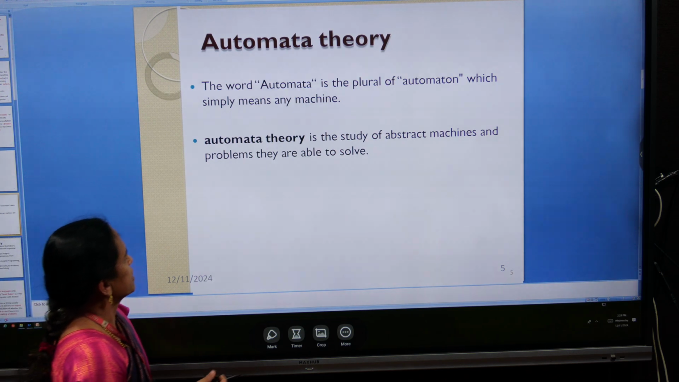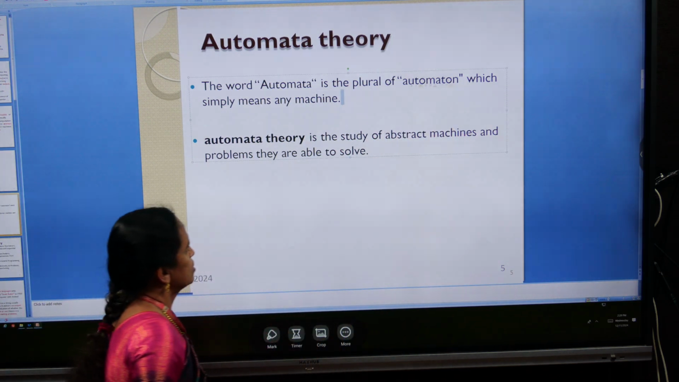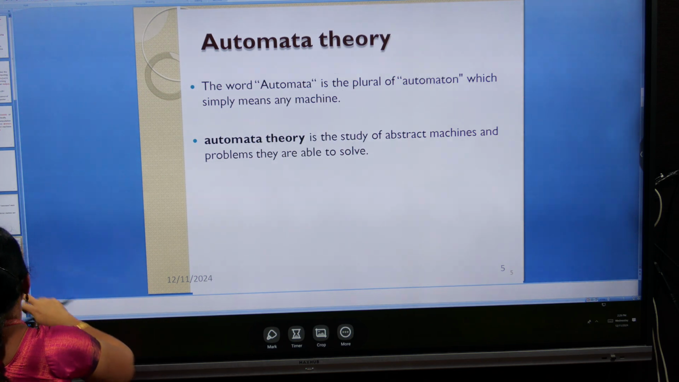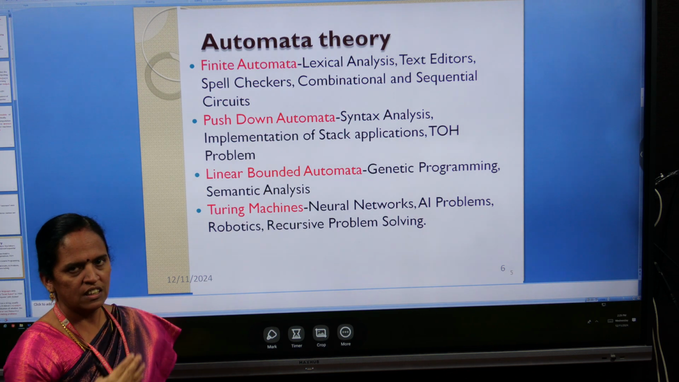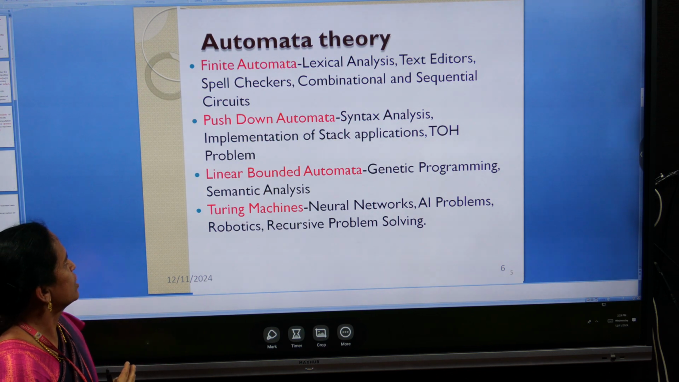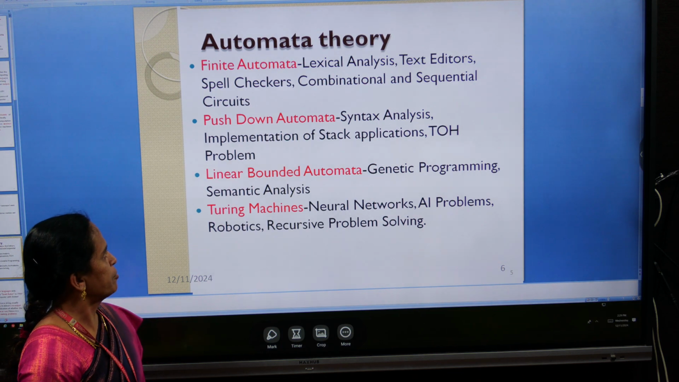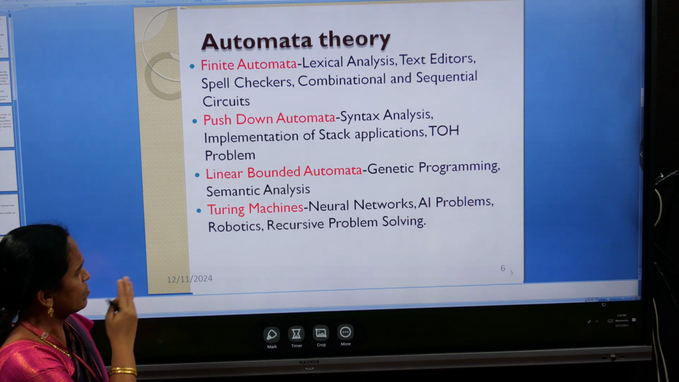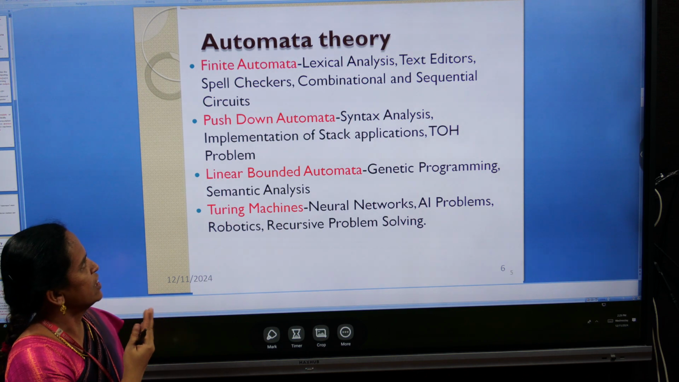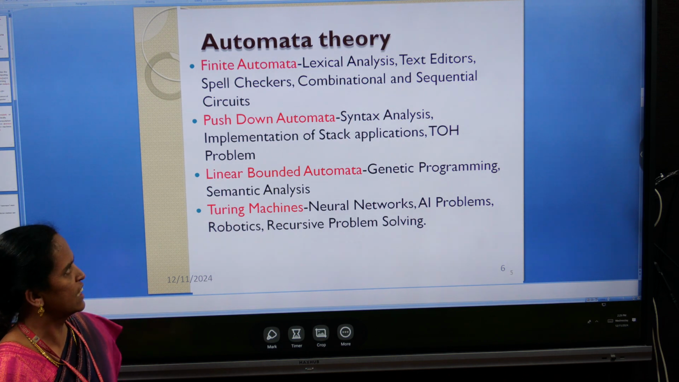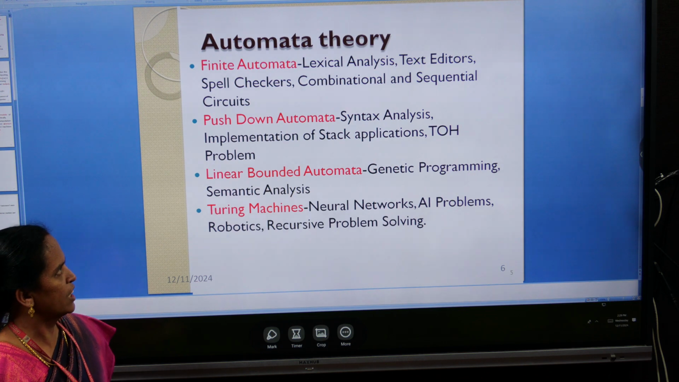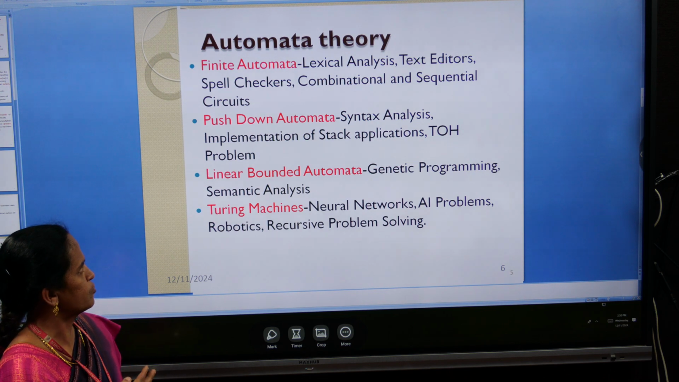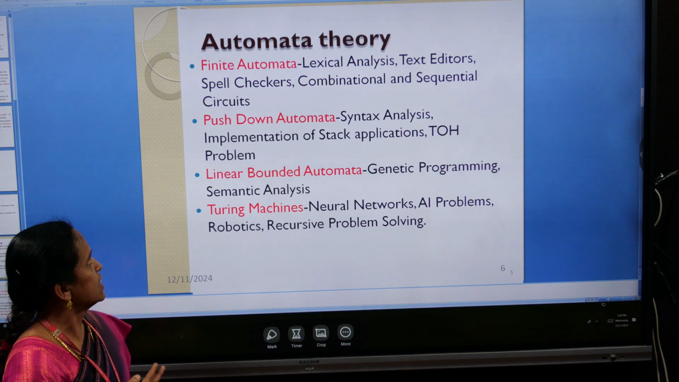Here automata represents any kind of machine useful for performing computation. There are several kinds of abstract machines available. First one is finite automata, next one is push down automata, then linear bounded automata, and Turing machines. The finite automata is useful in the design of lexical analysis, which is the first phase of a compiler. Next, it is useful in the design of text editors, spell checkers, and combinational and sequential circuits.